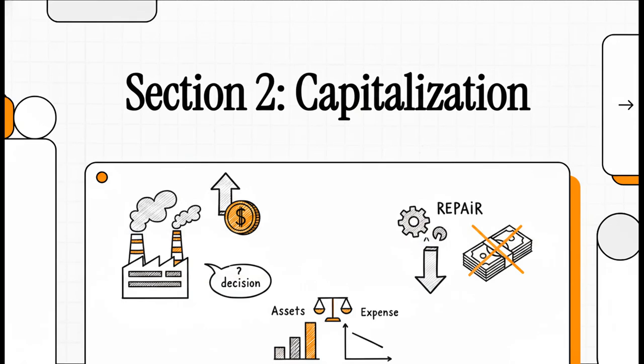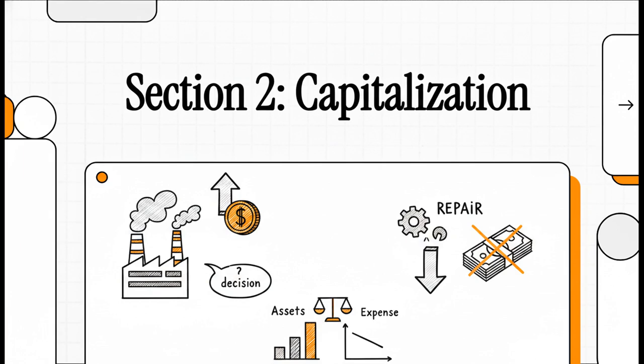Welcome to the Explainer. Today, we're tackling an absolutely crucial piece of ASC 360 property, plant, and equipment training, specifically Section 2, capitalization. Whether you're building a massive manufacturing facility from scratch or just fixing a jammed machine on the shop floor, every single dollar you spend forces a choice. Do you capitalize it as an asset or expense it right away?